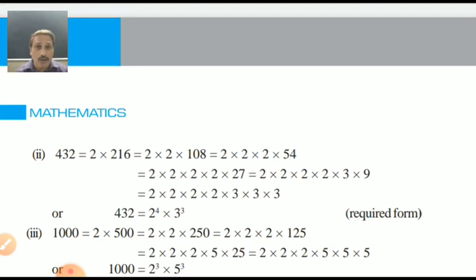Now look at your second one. 432. We can write, it's an even number, that's why 2 into 216. 216 is also an even number. Again we can do 2 into 108. 108 is also even. We can write 54. 54 is also an even number. Again 2 is there. 27 into 2 gives me 54. Yes, now 27, it's not an even number. We cannot use 2. Now we have to think about 3, because the next number is 3. Prime number, not another number. Yes, 3 into 9. Good. Now 9 is an odd number. We can think about 3 into 3 gives me 9. So here the final is 2 raised to 4 into 3 raised to 3.